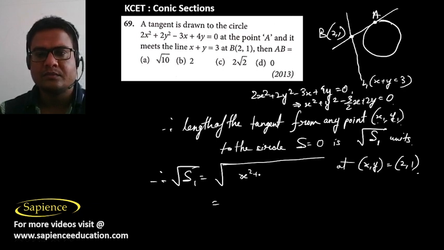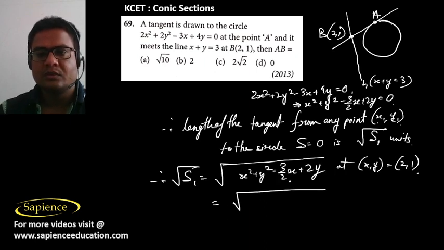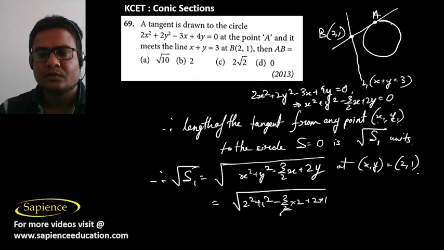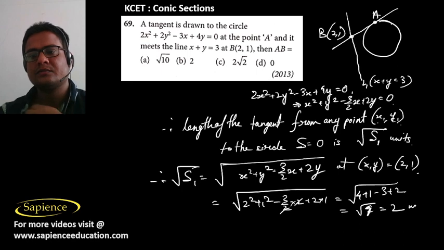So that would be root over x square plus y square minus 3 by 2 x plus 2y, which is root over 2 square plus 1 square minus 3 by 2 into 2 plus 2 into 1. So 2 and 2 will cancel. So this is root over 4 plus 1 minus 3 plus 2. 5 minus 3 is 2, 2 plus 2 is 4. So root over 4 is equal to 2 units.